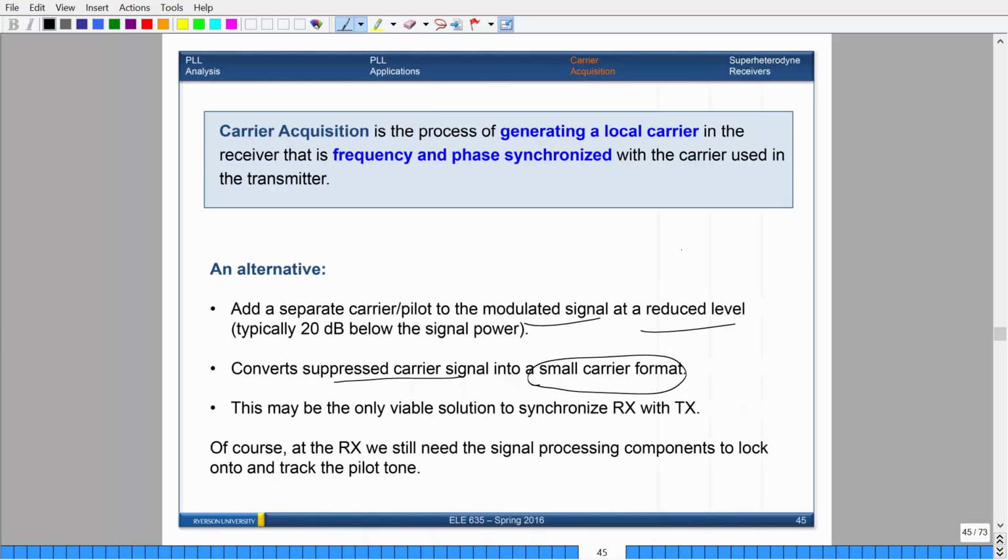Okay? So obviously, at the receiver end, you're still going to need some electronics or signal processing concepts to be able to lock on and track the carrier. What's happening here is that we can extract what the actual carrier would be, as we talked about in phase lock loops, and we can use that to perform demodulation. So this is another way to do exactly that same step.